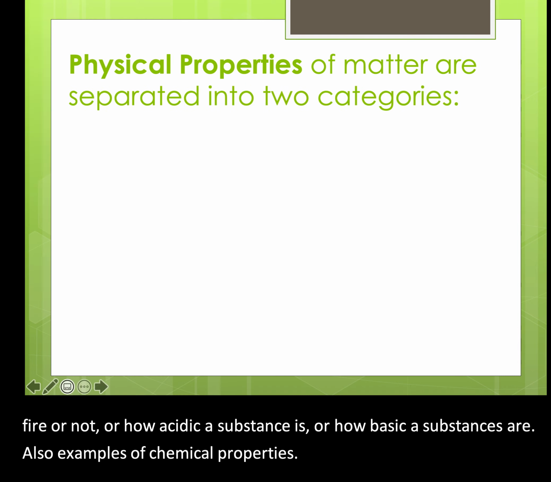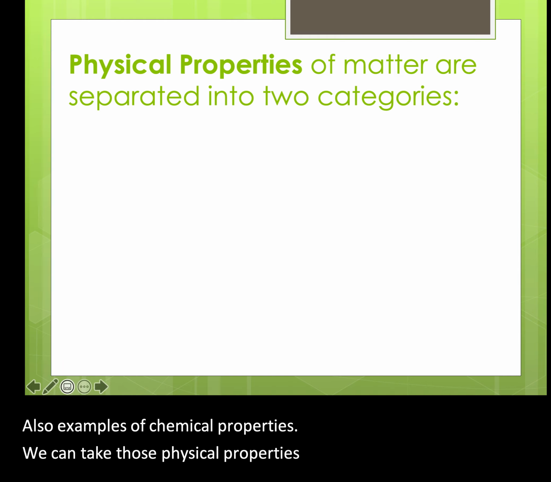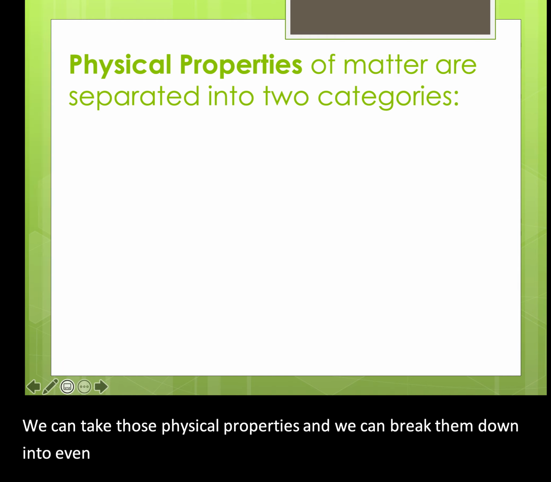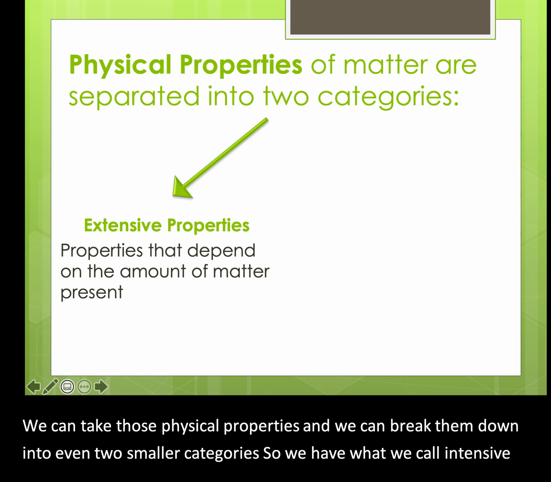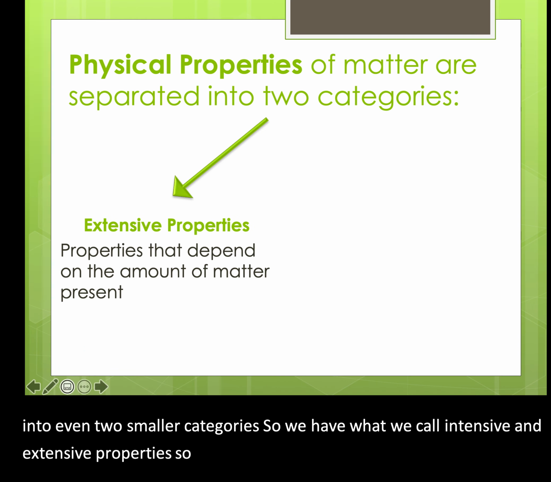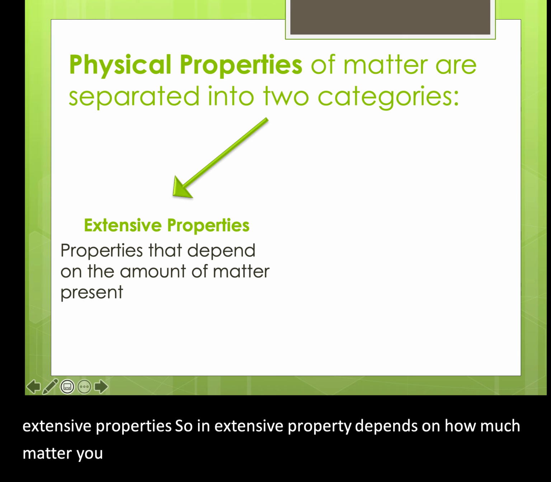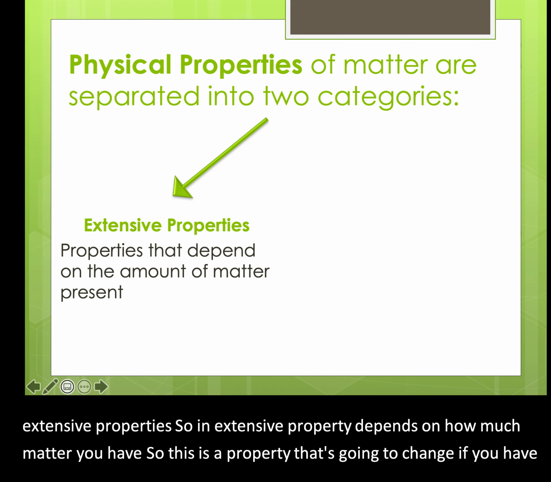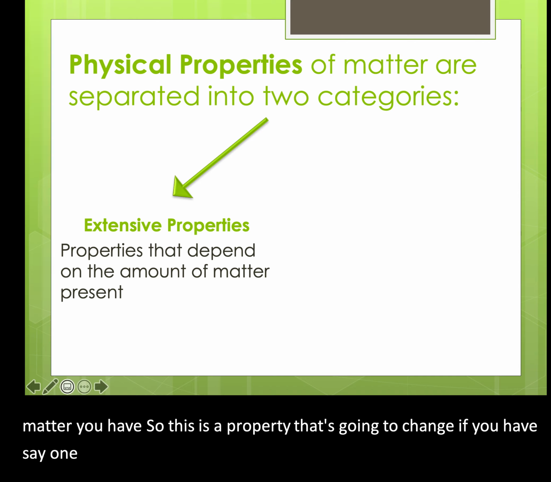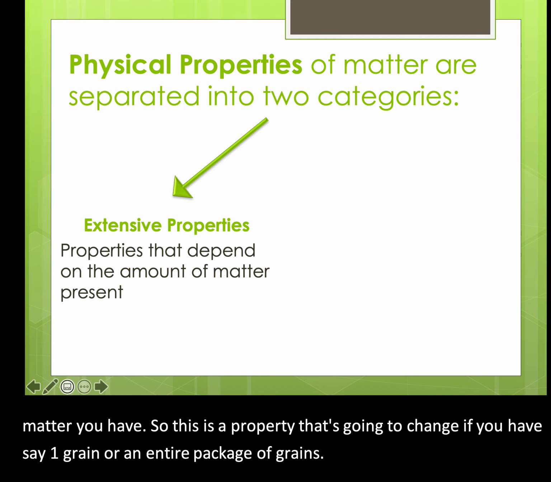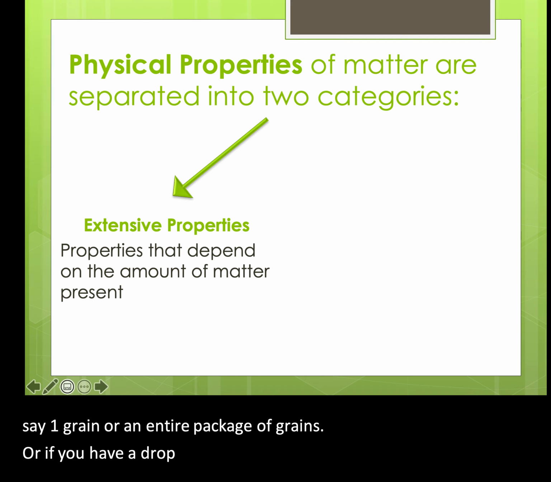Now we can take those physical properties and break them down into two smaller categories. So we have what we call intensive and extensive properties. An extensive property depends on how much matter you have. So this is a property that's going to change if you have, say, 1 grain or an entire package of grains. Or if you have a drop versus a gallon. These are properties that change based on how much you have.